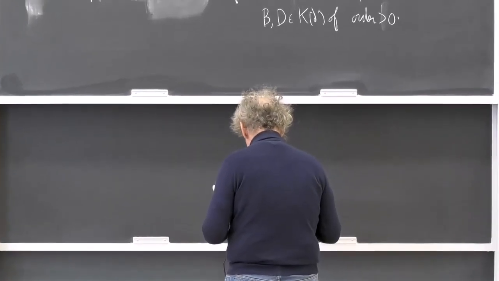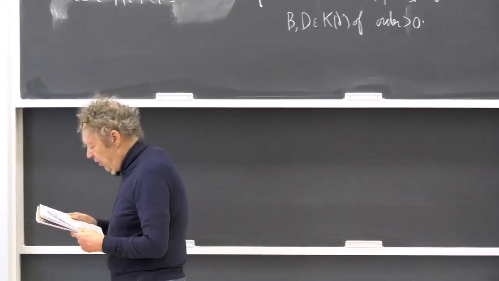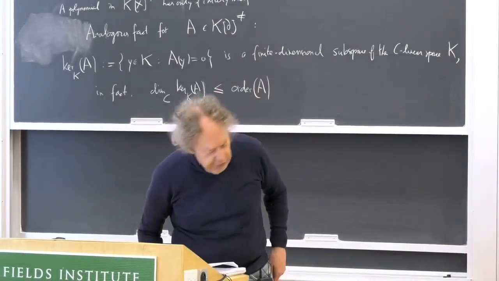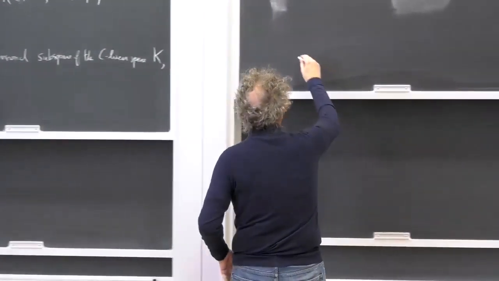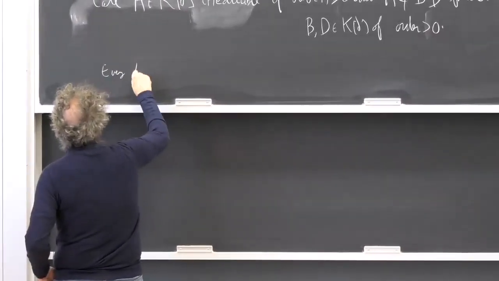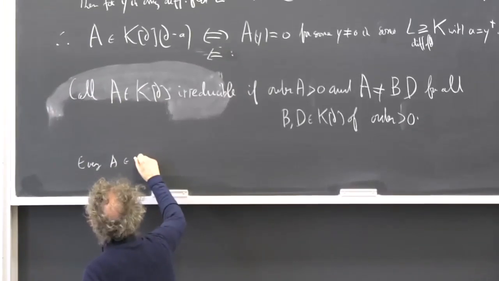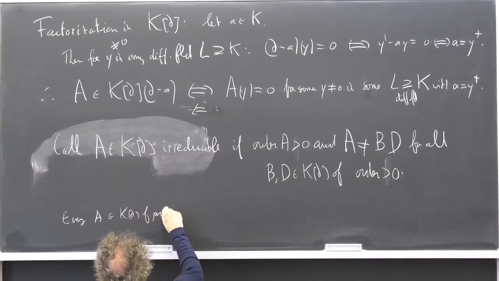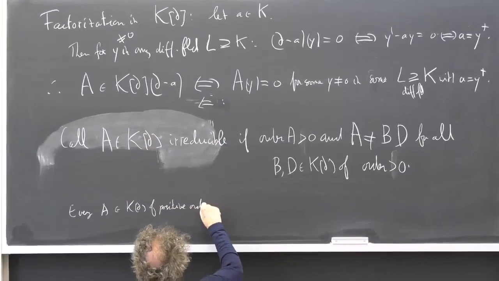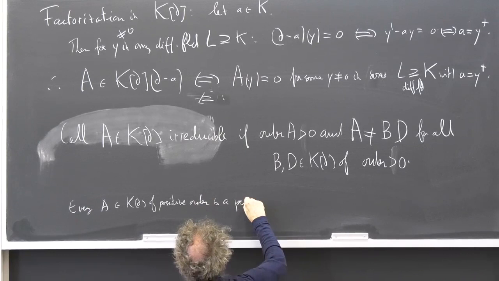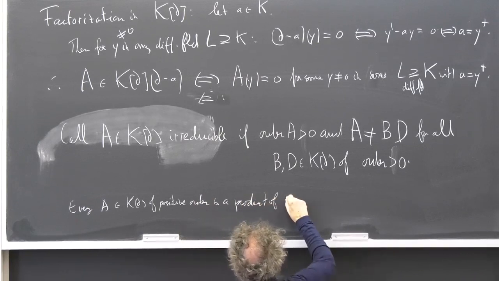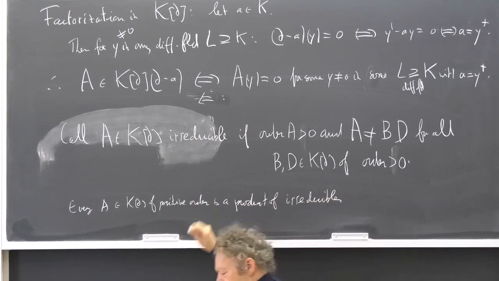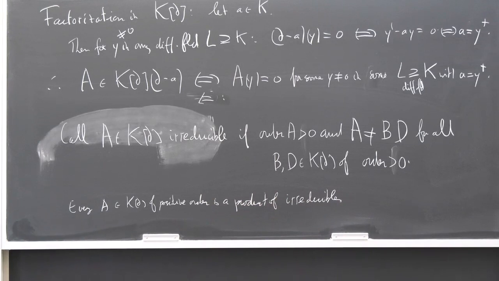Right. Every A in K delta of positive order is a product of irreducibles. That's pretty clear, because you just factor it until you can't factor anymore.